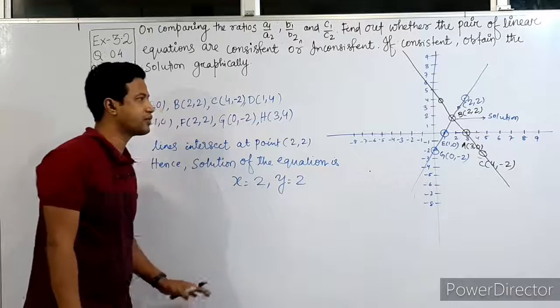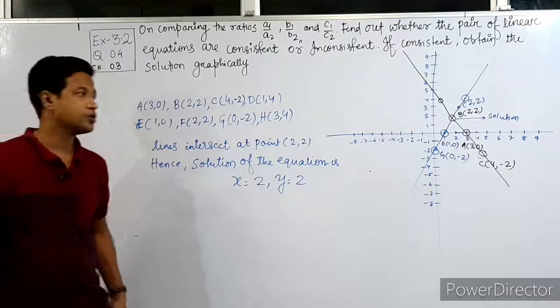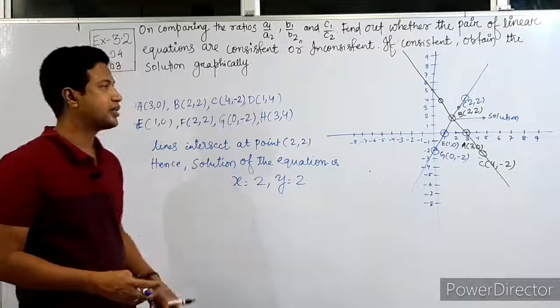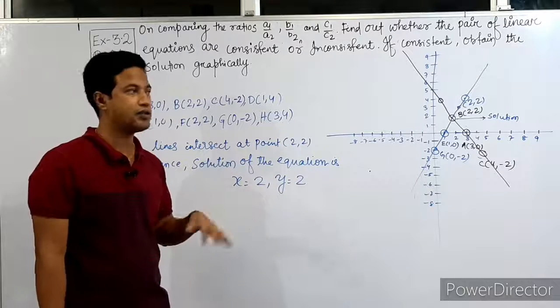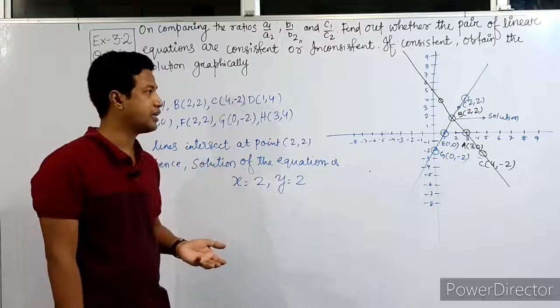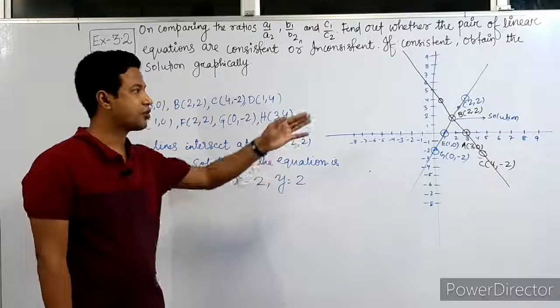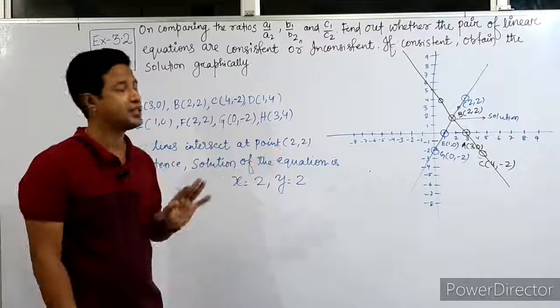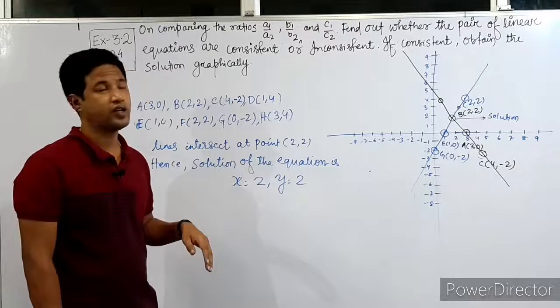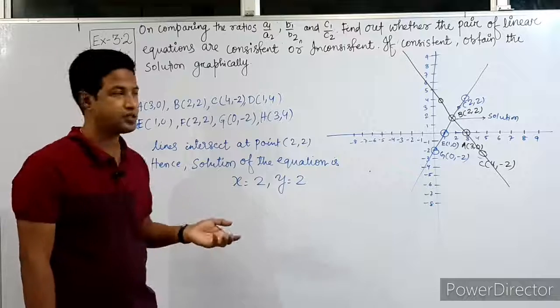From this, what you understand is that if you have a pair of linear equations, after obtaining the consistency and how the lines will be before plotting graphically, at last after plotting we found that the two lines are intersecting at some point, and that point will be the solution of the pair of linear equations.